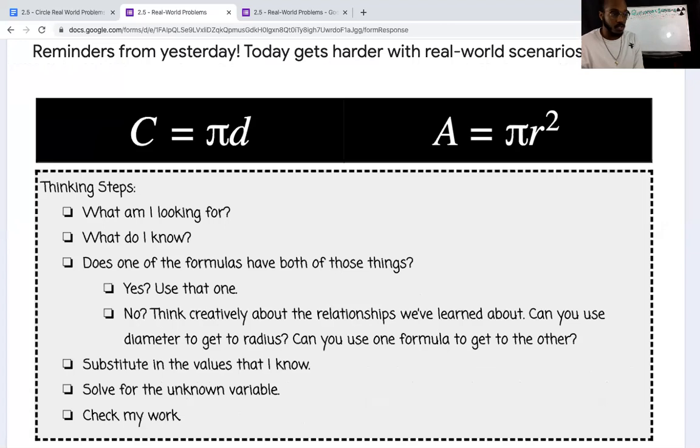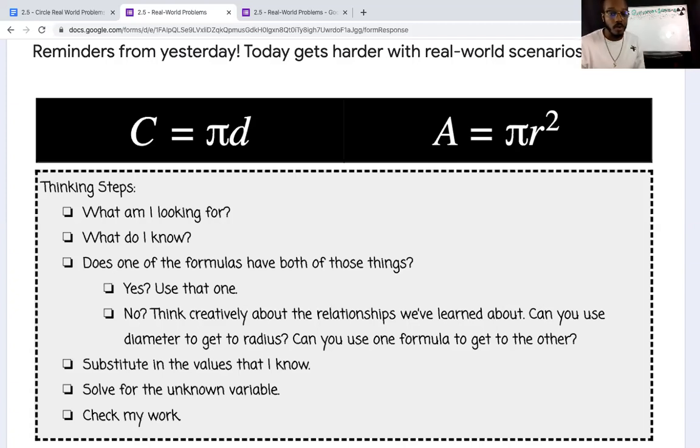As we are approaching these real world problems, we're having the same thinking steps each and every time. What am I looking for? What is the question asking me to find? The second thing is, what do I know? What information is already given to me? Three, does one of these two formulas have both of those things? If the answer is yes, use that one.